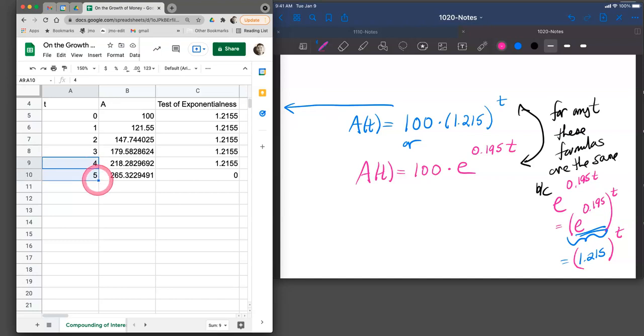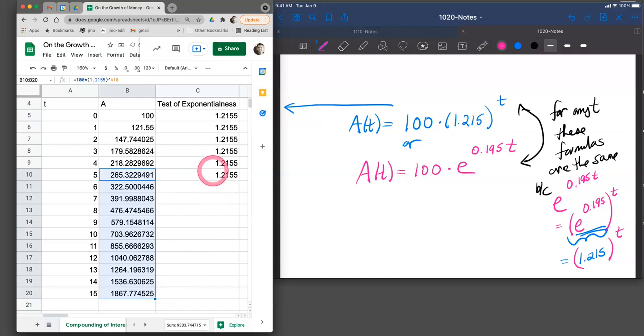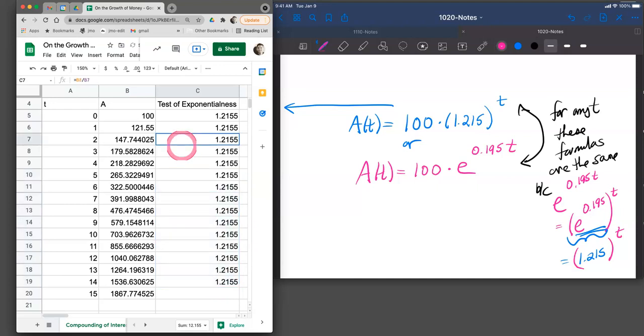We are able to create some more time values, up to 15 years. Because we've got the formula encoded into Google Sheets, we can simply drag the formula down. If you create more ratios, you can see that we're still getting the same ratio, 1.2155, for any two consecutive amounts in the account. So we know that this data is in fact exponential.